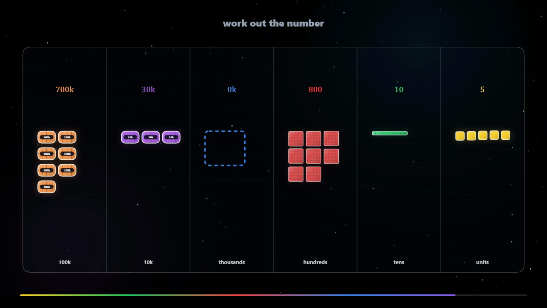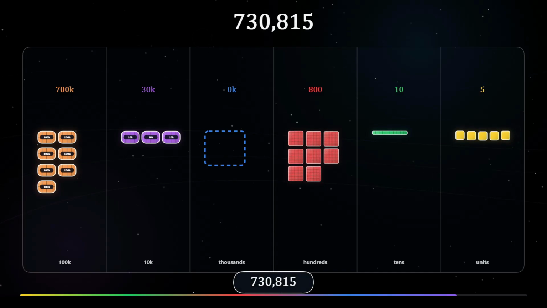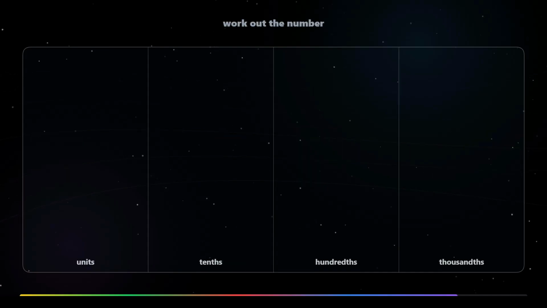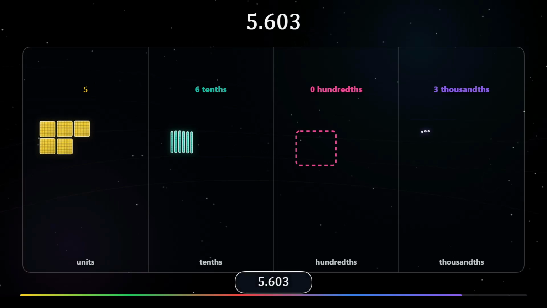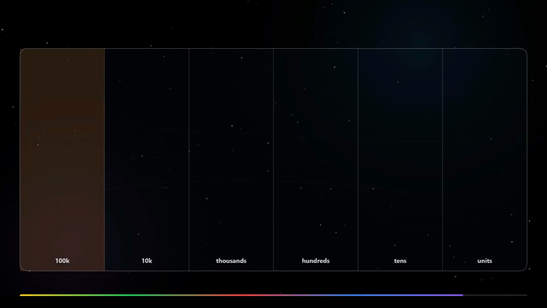that is 730,815. Next, 5 whole blocks, 6/10 strips, no hundredth squares, 3 thousandth pieces. That is 5.603. Now I give the number. You choose the blocks.